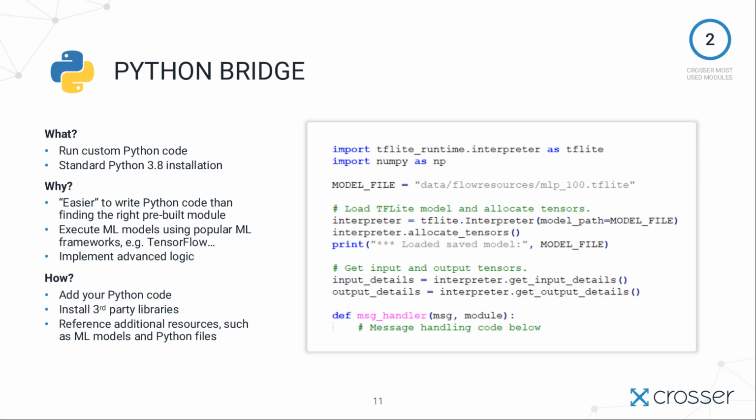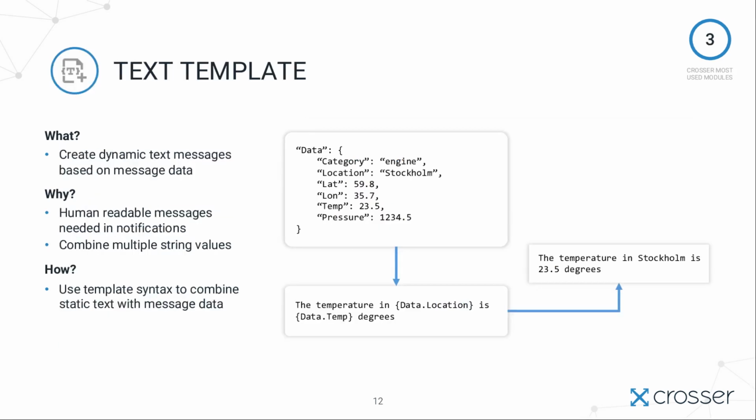So let's move on to number 3 on the list. This is a simpler module, but still a very common module. It's called text template, which I guess explains what it's doing. So this module is used to create dynamic text messages where you can combine static text with data from your messages. And there are two main use cases where we see this being used.